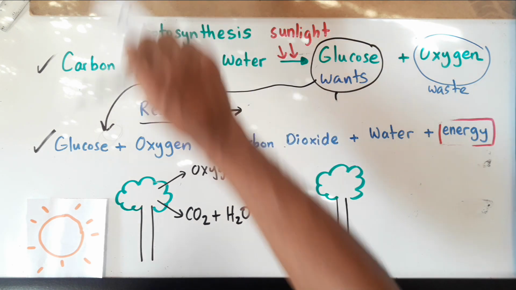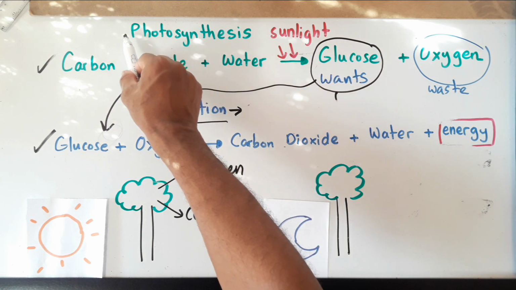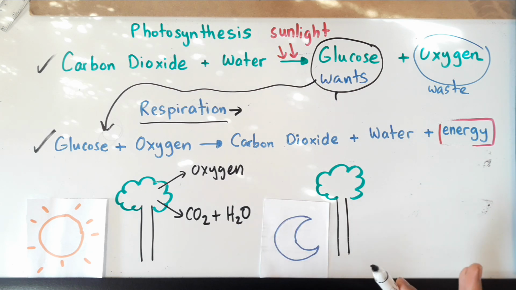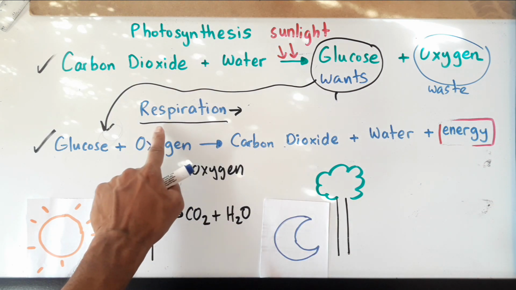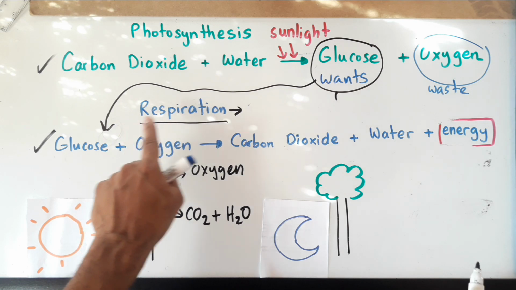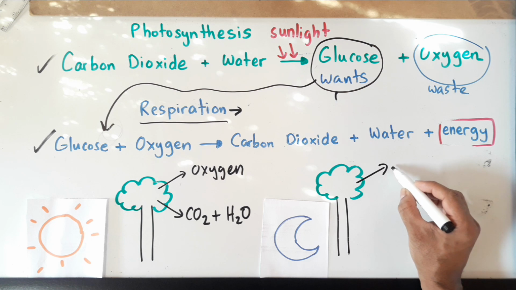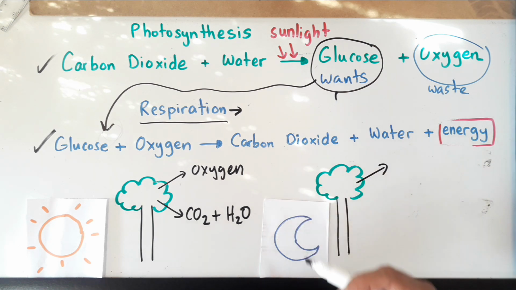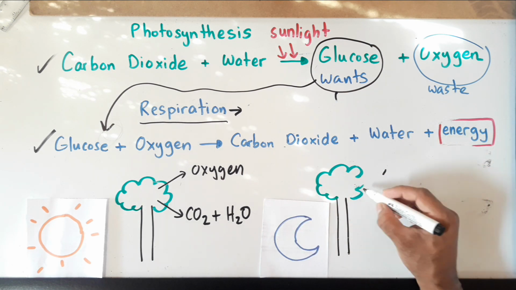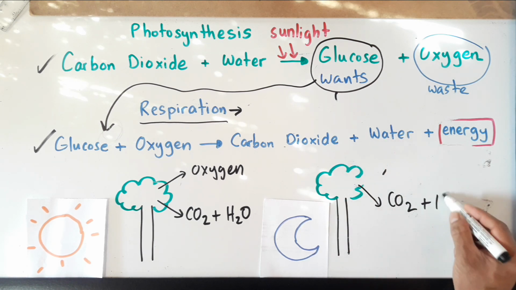However, during the night time, when there is no sun, so there is no sunlight, the plant cannot photosynthesize. So during the night, it needs to stay alive still. So it will be only doing respiration. So during the night, there will be no oxygen coming out of the plant, only carbon dioxide and water.